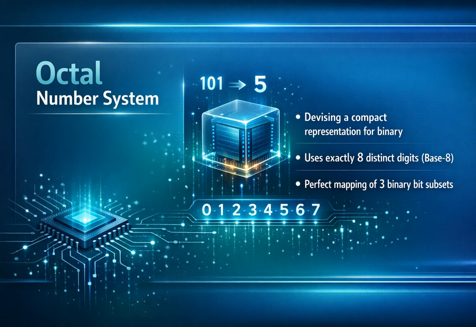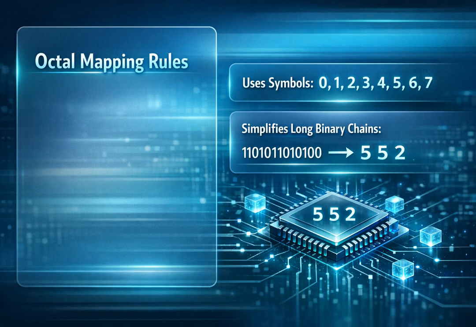Unfortunately, staring at screens filled exclusively with millions of binary zeros and ones causes intense human error. Thus, engineers frequently compress this data into octal systems, or base 8. Octal natively limits values between 0 and 7. Mathematically, any three binary data bit subsets compress with absolute perfection into a single, clean octal digit.